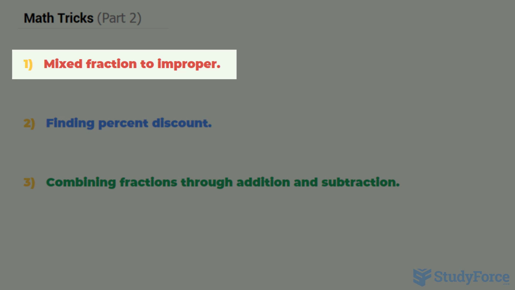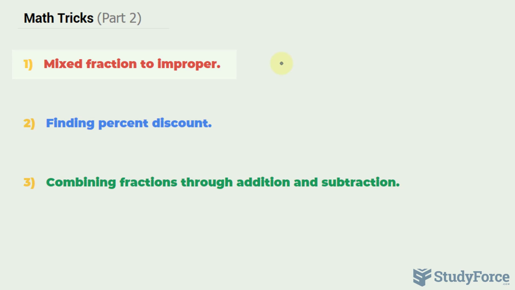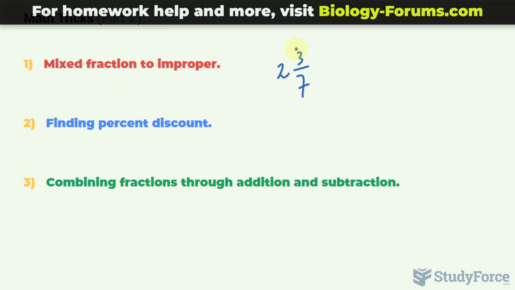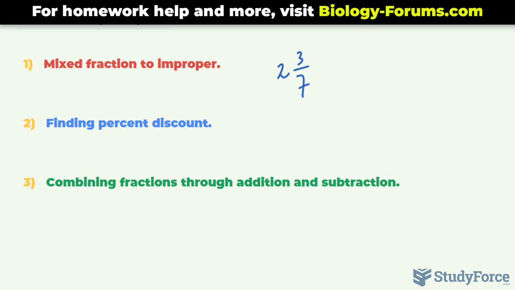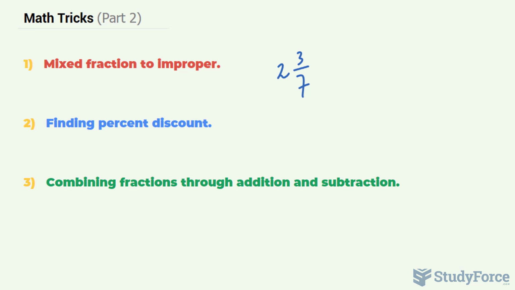I'll show you how to go from a mixed fraction to an improper fraction. Remember that a mixed fraction, for example, 2 and 3 over 7, is when you have a whole number being added to a fraction, and it can be converted into an improper fraction by doing the following. Now remember, an improper fraction is when the number at the top, the numerator, is larger than the one at the bottom, the denominator. So here's what you do.